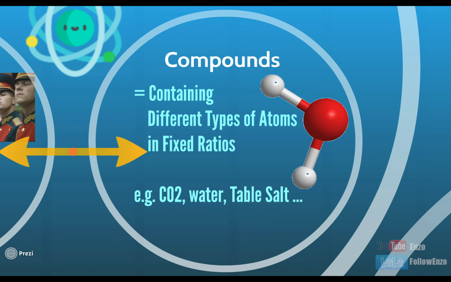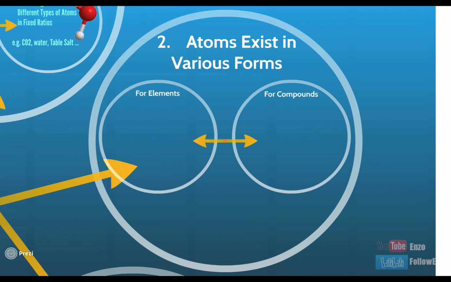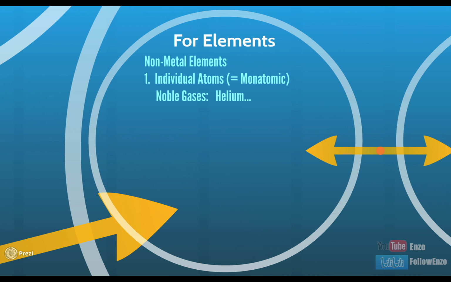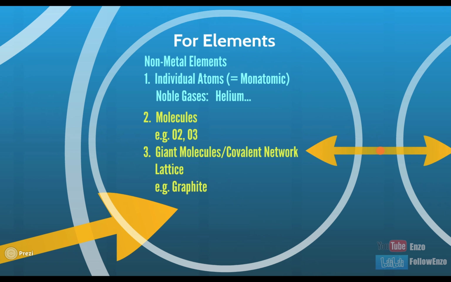Cool. After introducing the concept of atoms, the second point is that atoms exist in various forms. Specifically, non-metal elements can exist in 3 typical forms. Form 1 is individual atoms, which means they are monatomic. Noble gases like helium are individual atoms. Form 2 is molecules like oxygen, ozone, and nitrogen. Form 3 is giant molecules or covalent network lattice, like graphite. You can get a general idea from this picture of graphite's network lattice.